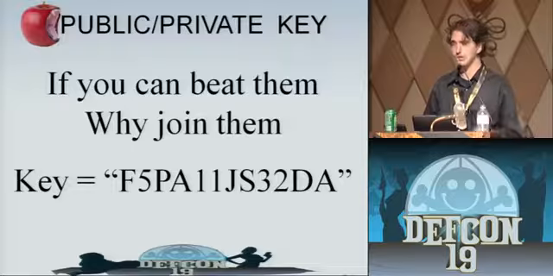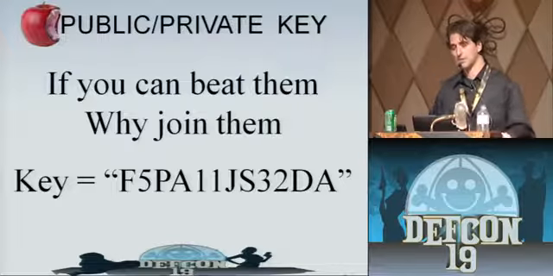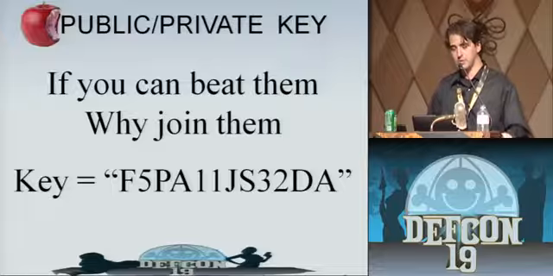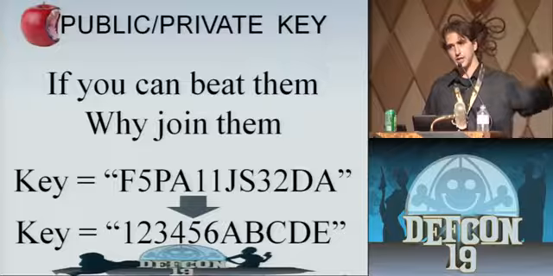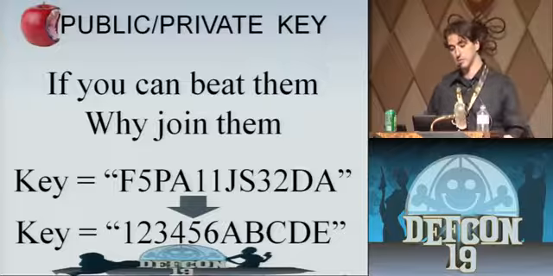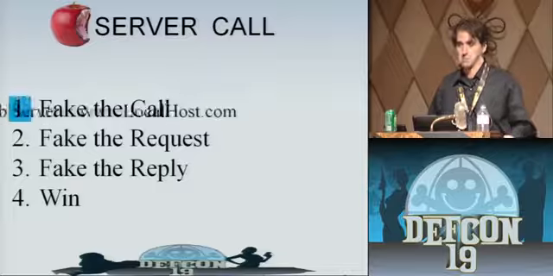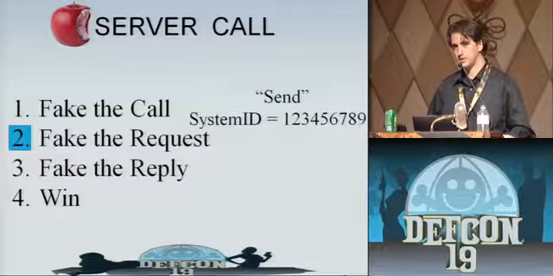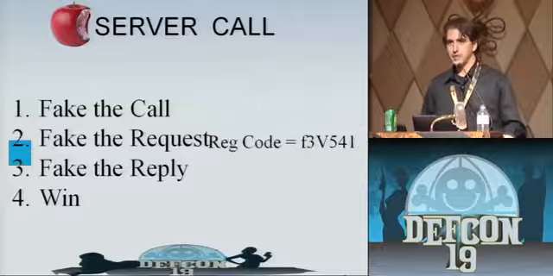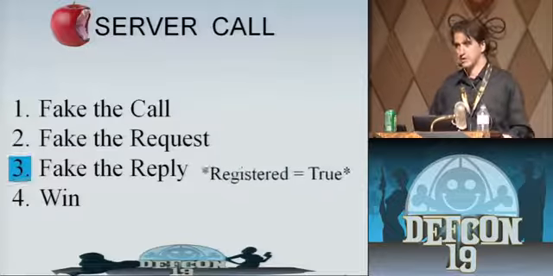So, public-private keys. Like I said, if you can beat them, why join them? You have some complex math that you would have to do to break it, or you just set it to an easy key that you have. And then you ship the product, and you can turn out as many KeyGens as you want because you own the key. Server call. It points to whatever you want. The system ID, you put in some easy value to manage. You simply give them whatever would solve it, and that's it.